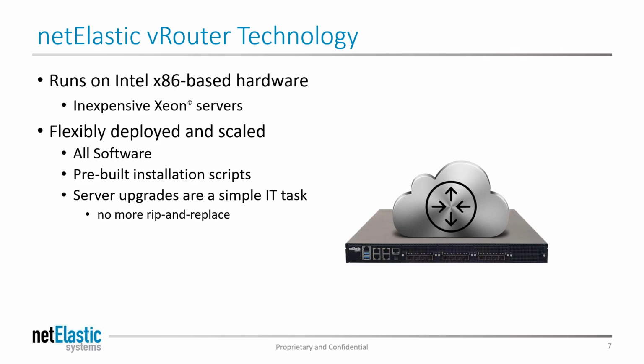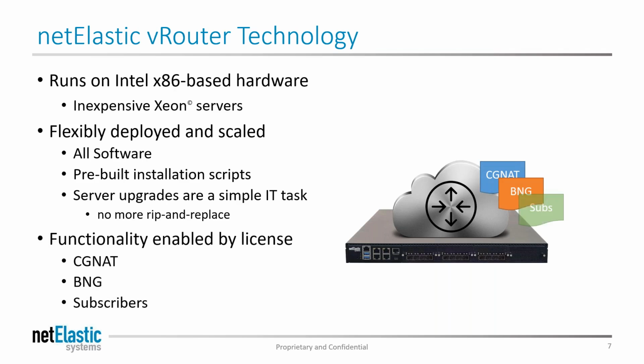Server upgrades are a simple IT task, so you don't have to worry anymore about rip and replace. You can kind of grow. As long as you have enough CPU, you can grow over time as you need to and start small. And of course, we can enable functionality by license. So you can take the base vRouter and either add CGNAT functionality, BNG functionality, or both. You can add more ports, you can add more subscribers, and you can do that over time so that you're not saddled with huge upfront costs.